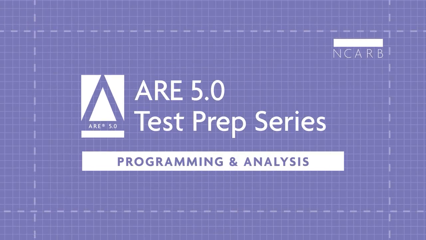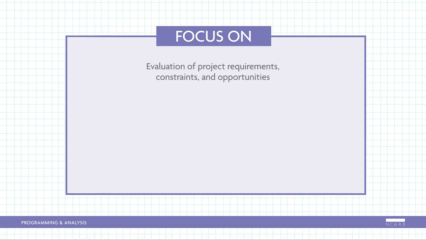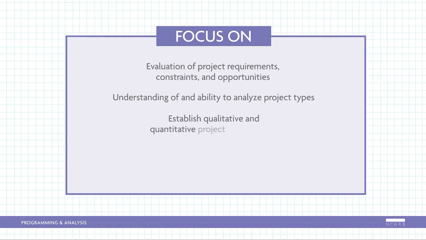In this video, we'll take an in-depth look at the Programming and Analysis division. This division focuses on the evaluation of project requirements, constraints, and opportunities. You'll need to demonstrate an understanding of and ability to analyze project types, establish qualitative and quantitative project requirements, evaluate project sites and contexts, and assess economic issues. You'll also explore issues related to programming, site analysis, and zoning and code requirements.